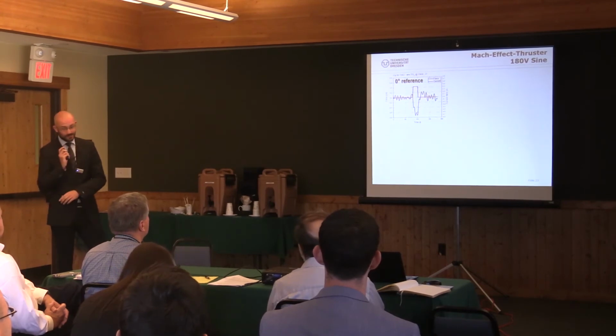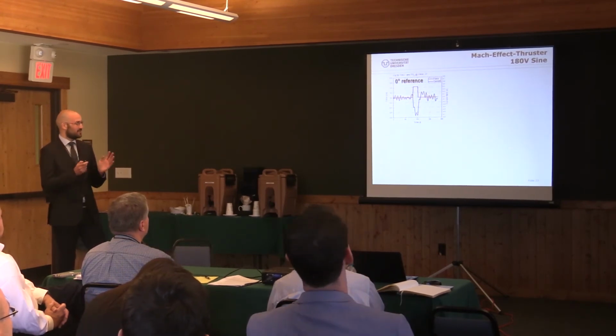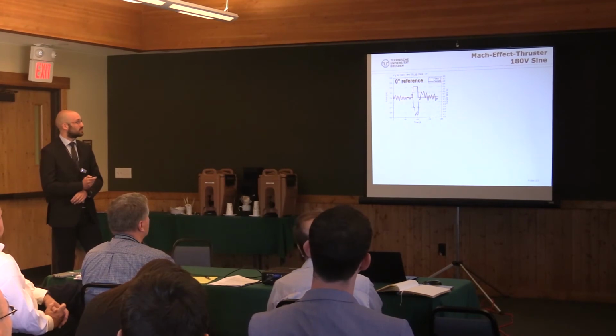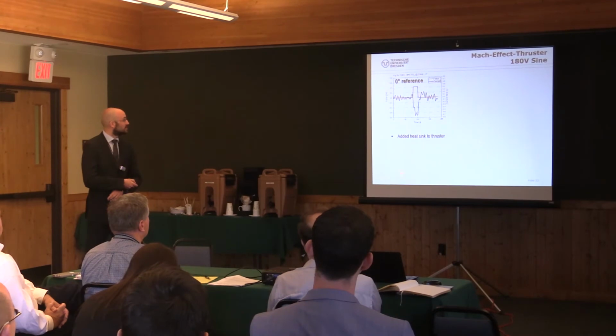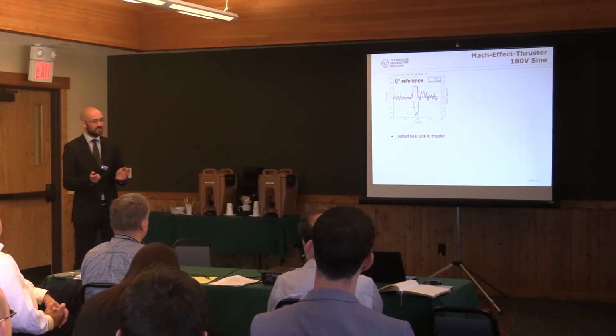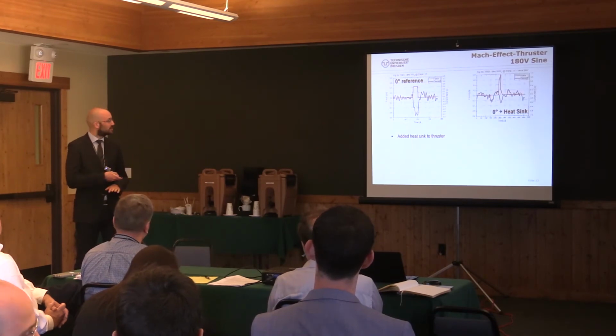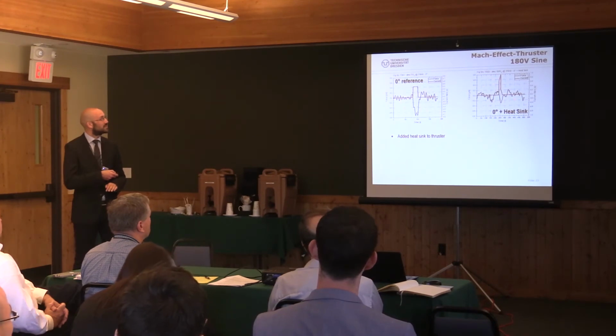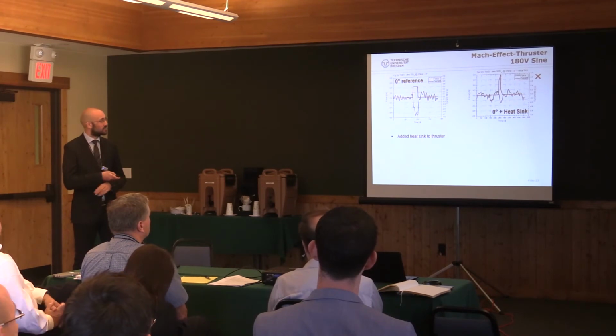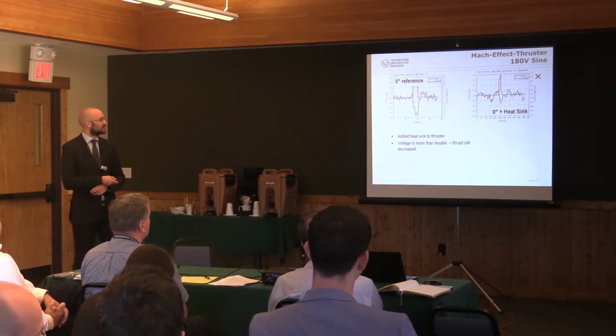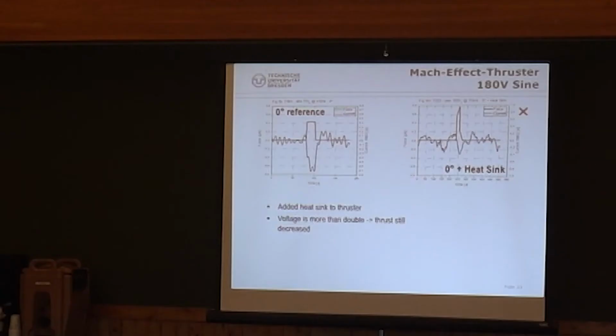So then we did one test with a new amplifier and we got up to 180 volts peak. So again, this is the reference. And I also have to mention we added a heatsink to our thruster. So basically we put our thruster on a 250 gram copper block. And that's the result. So the current is a little bit higher, but basically no result. Bad. So voltage is doubled, the thrust is decreased, most likely because we put the heatsink in.